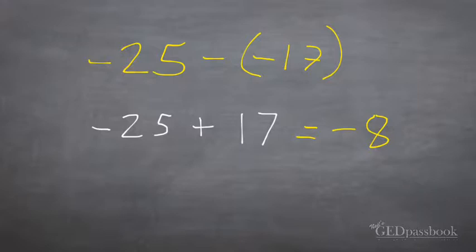Negative 8. 25 is bigger than 17. What's the sign of the 25? Negative. So your final answer is negative 8. So yeah, the subtraction of integers is really just a conversion: converting it into an addition problem, and then using, again, one of your two adding rules that you will come to know and love so much.